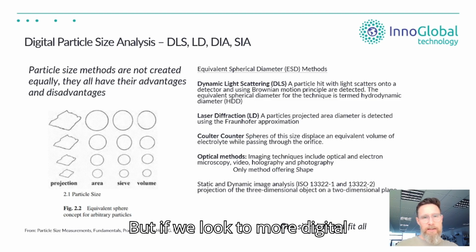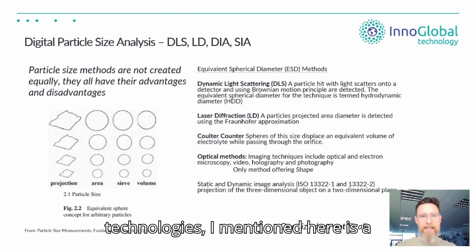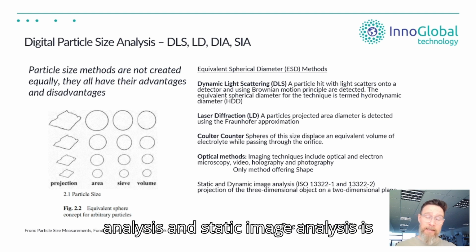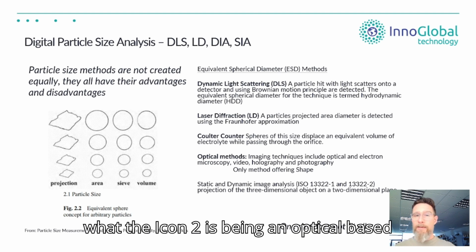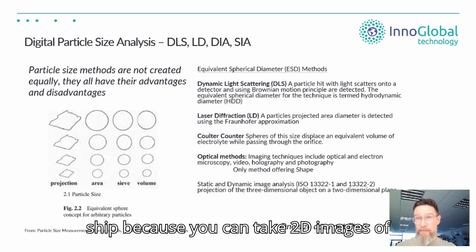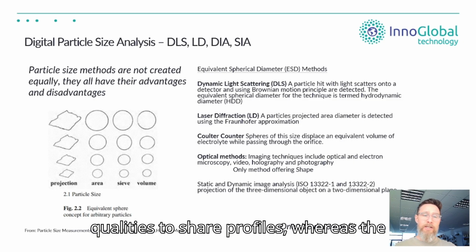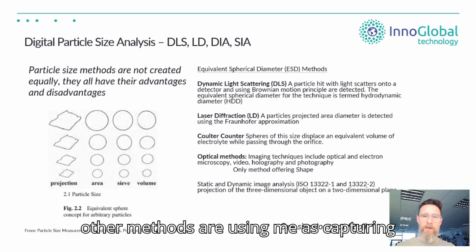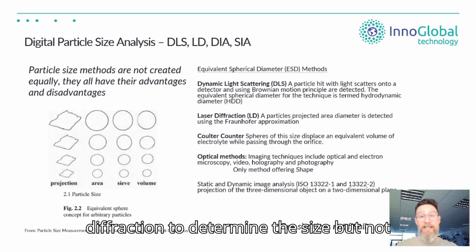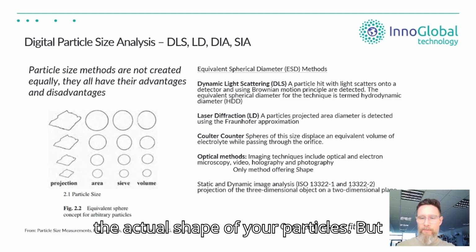But if we look to more digital technologies, mentioned here is dynamic light scattering, laser diffraction. The last two, dynamic image analysis and static image analysis, is what the Eyecon2 is, being an optical based method. And that's really the only methods that offer the ability to measure shape, because you can take 2D images of your particles and attribute those qualities to shape profiles, whereas the other methods are using media scattering or Brownian motion or basically laser diffraction to determine the size, but not the actual shape of your particles.